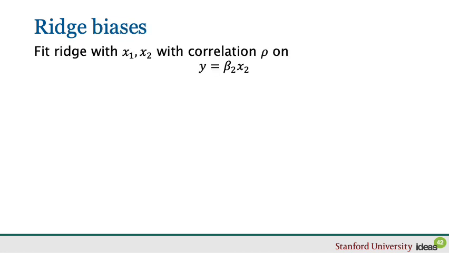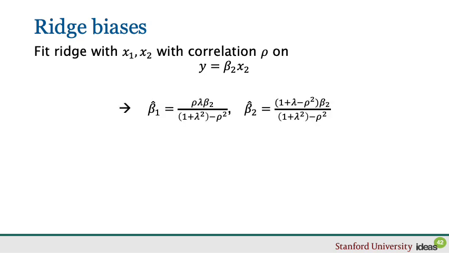In that case, the biases we can see in a simple example, just two variables, x1 and x2. Let's assume the outcome only depends on x2. In that case, we can actually explicitly write what the coefficient on x1 and x2 will be as a function of the correlation between x1 and x2, as well as a function of the regularization parameter. But here I'm, for simplicity, assuming that there's no noise whatsoever.